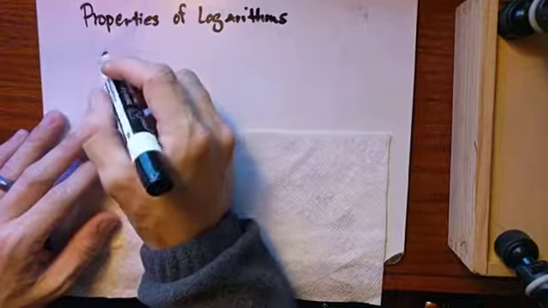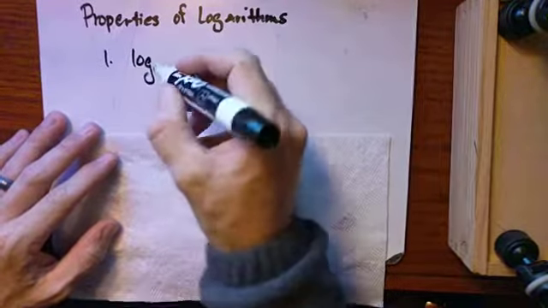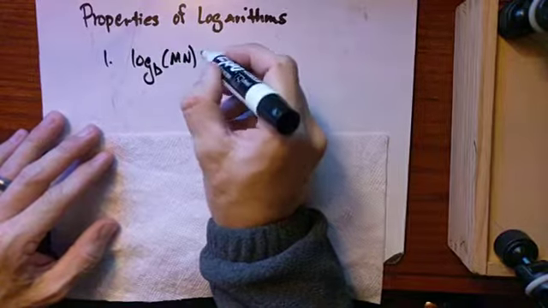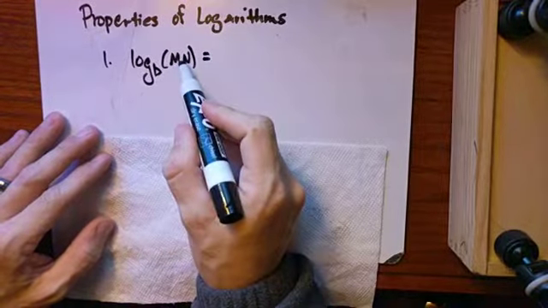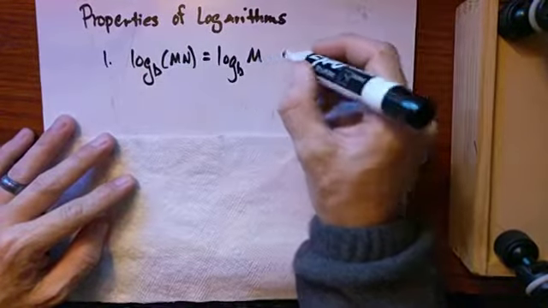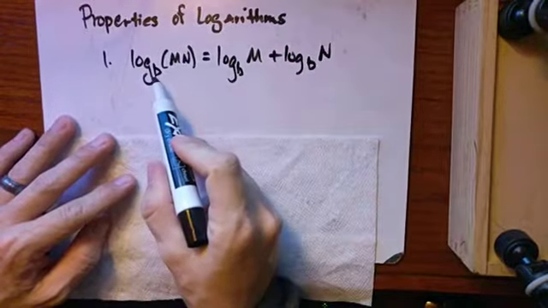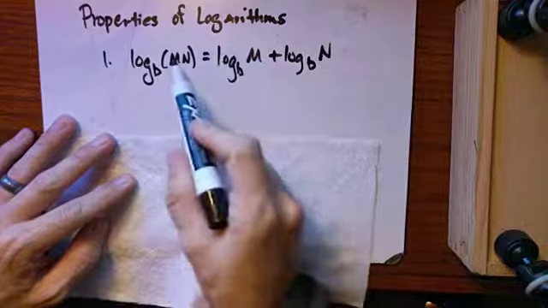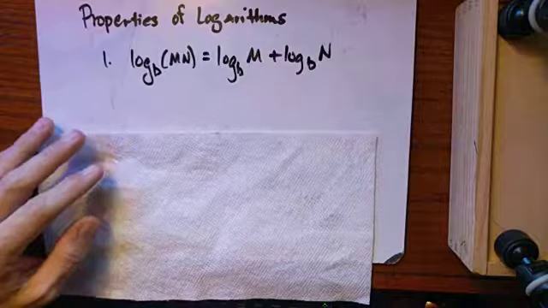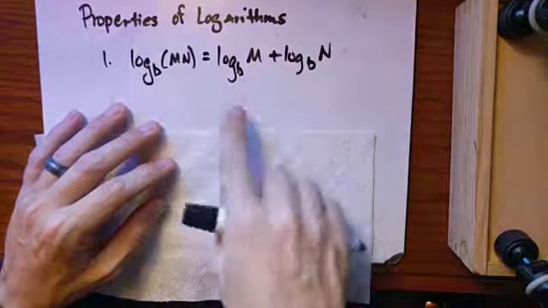So there's 4 of them, in fact, and I'll just go ahead and tell you what they are. So property number 1, log any base of a product. If 2 things are multiplied as an argument, you can split this apart into 2 separate logarithms that are added. So the base stays the same. The individual factors that make up the product go in separate logarithms, and all the logarithms are added together.